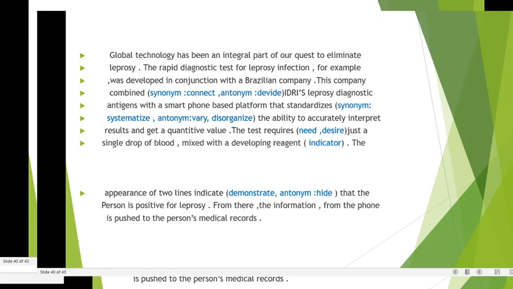Here, combined, synonym is connect, antonym divide; standardizes, systematize, antonym vary or disorganize; requires, need, desires; reagent, indicators. The appearance of 2 lines indicates means demonstrate and hide. Okay. From there, the information from the phone is posted to the person's medical record.